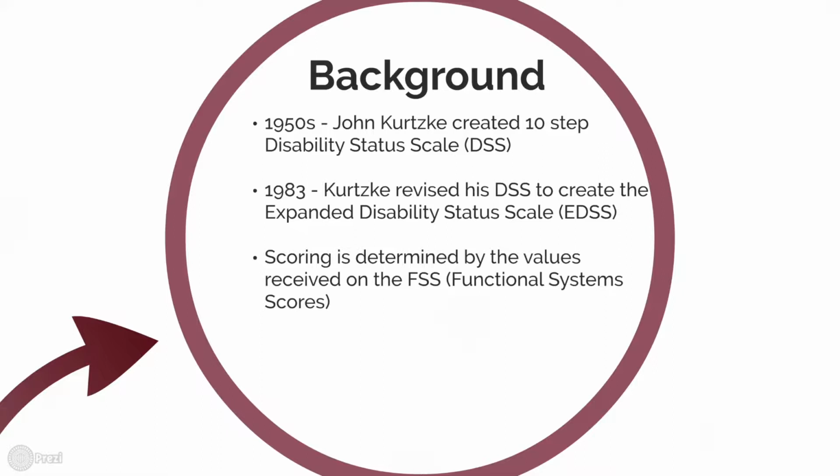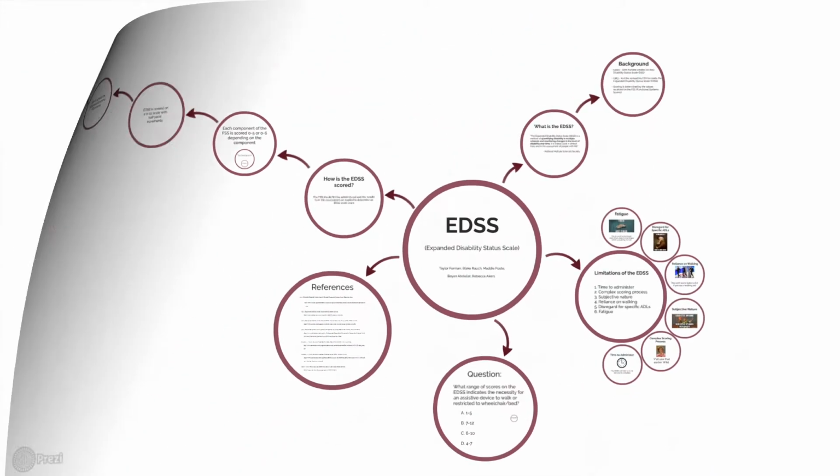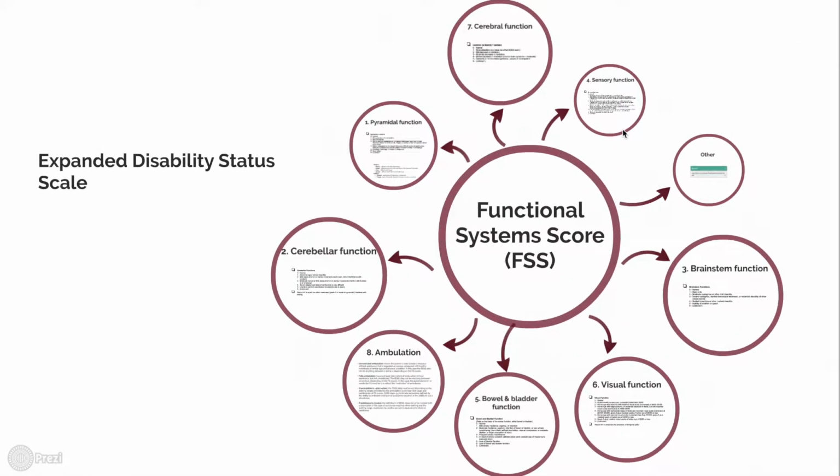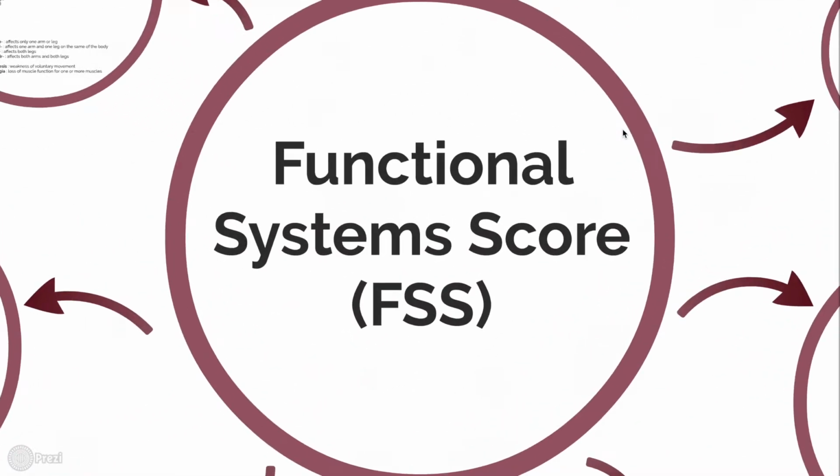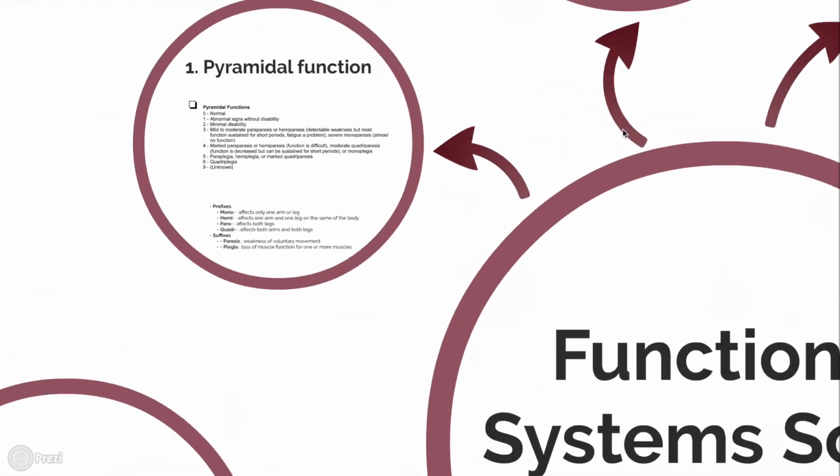Jan Kurtzky, a neurophysiologist and one of the most well-known researchers of MS, revised the EDSS used today. Scoring is determined by the values received during the functional systems scores, which will be touched on later in this video. The FSS assesses 8 separate functional systems. The test is administered in person by a trained examiner, which is most often a neurologist. We're going to briefly review the functional systems assessed in the FSS so that we can understand what this score means in the grand scheme of things.